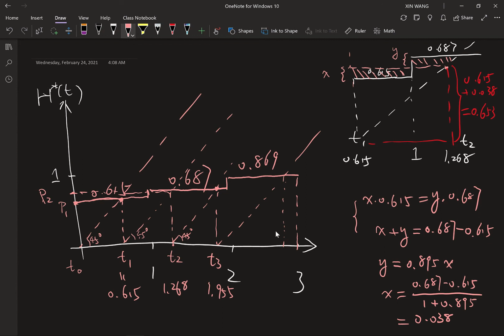So we can stop here because definitely there will be some error when we do approximation. In this way, we get our optimum solution where the shipment times should be 0, 0.615, 1.268, and 1.955.